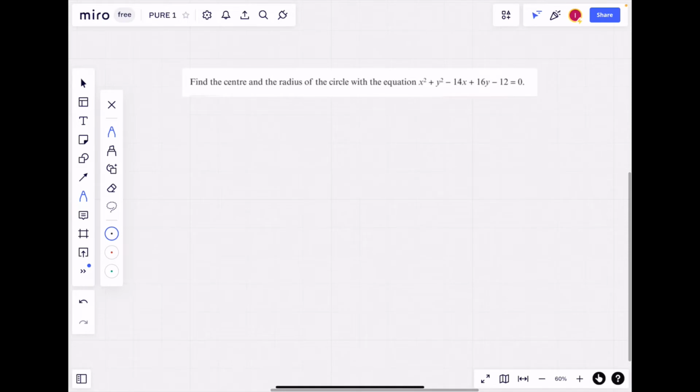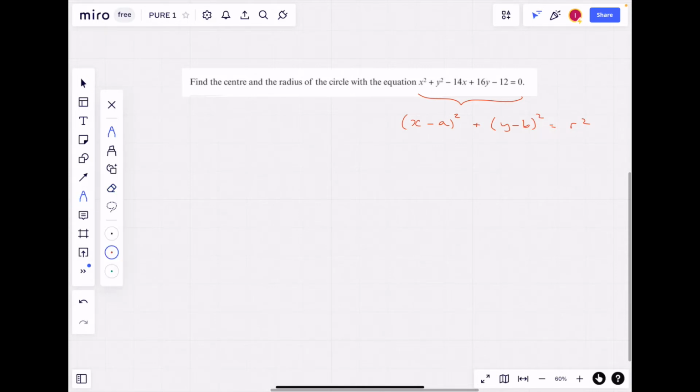Okay. This question, this one's a weird one. It's a little confusing, but should be okay. Find the center and the radius of the circle with the equation given. Here's what you're going to do. You're going to try and turn this equation into this form, because once we have it in that form, it's a lot easier to work with.